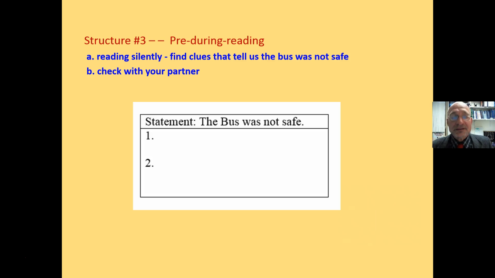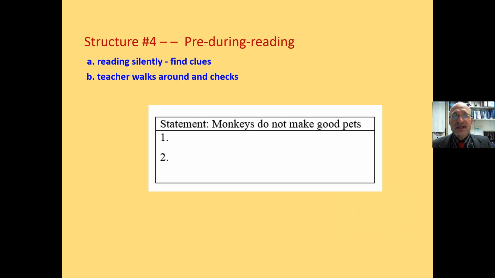Structure 3, a little less. Read the next section. There's the statement. Read silently. See if you can find the 2 clues. Check with your partner. See how I'm gradually releasing some of my responsibility, the structure. I'm able to walk around and listen and watch, a type of formative assessment. And number 4, baby steps again. Read silently, find the clues. The teacher walks around and checks.